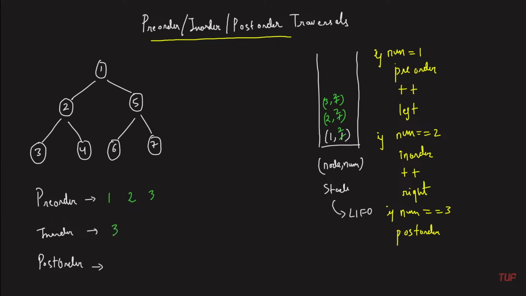So 3 will go to the in order, right? And again, you'll increase it. So this will become 3. And does there exist a right? Does 3 have a right? No. So no more insertions.